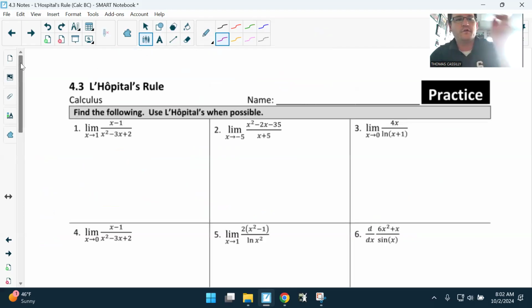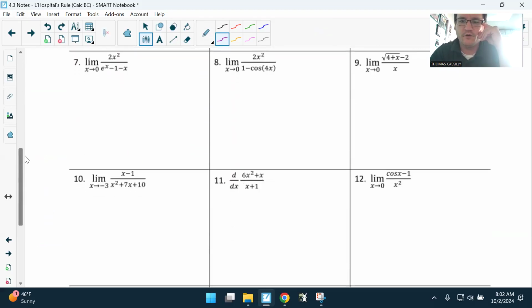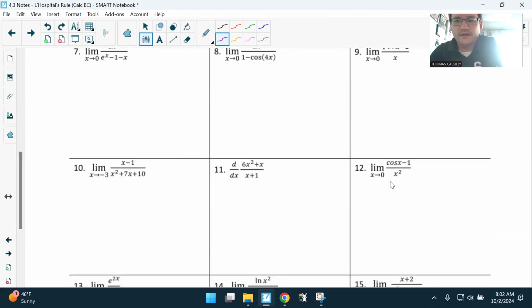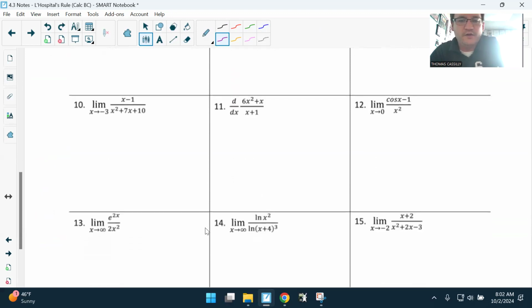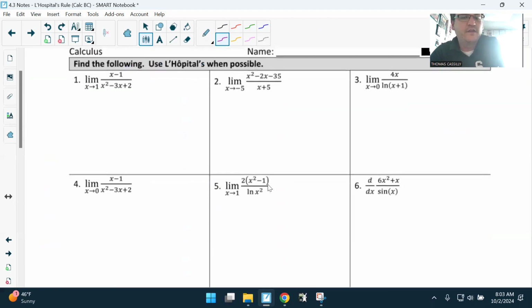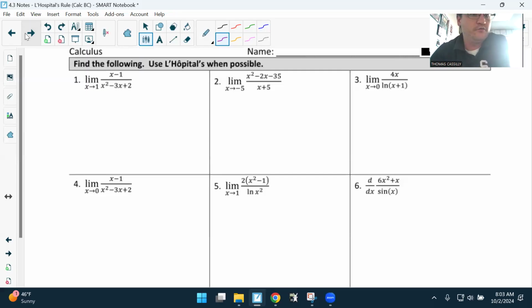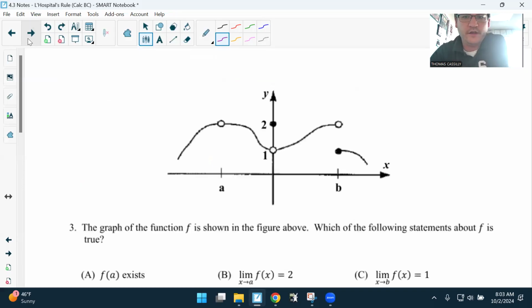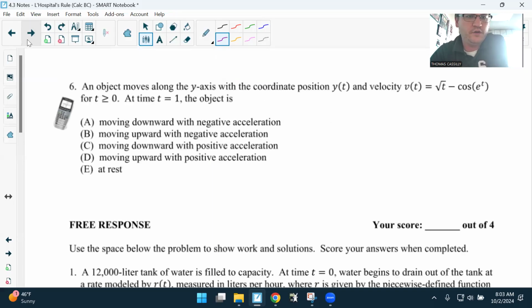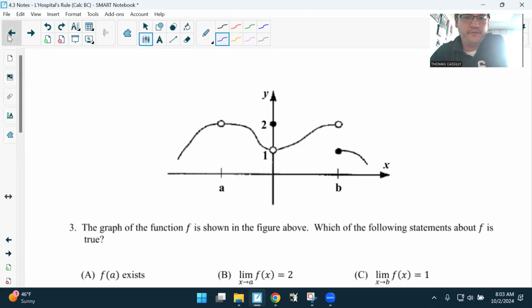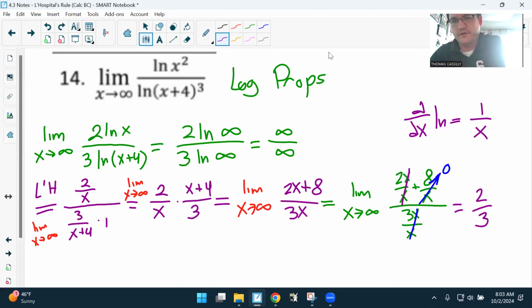So on some of these, like I said, you don't need to use L'Hopital's rule, but it wouldn't be a bad idea. Anything that has a cosine or even a natural log or an e to the x, probably use L'Hopital's rule. Maybe on like 1, 2, and 4, those are just polynomials. See if you can factor and cancel some stuff out. But otherwise, there we go. That is L'Hopital's rule. Is there anything else on here that we need to mention? I don't think so. I think that was the last section in this unit.